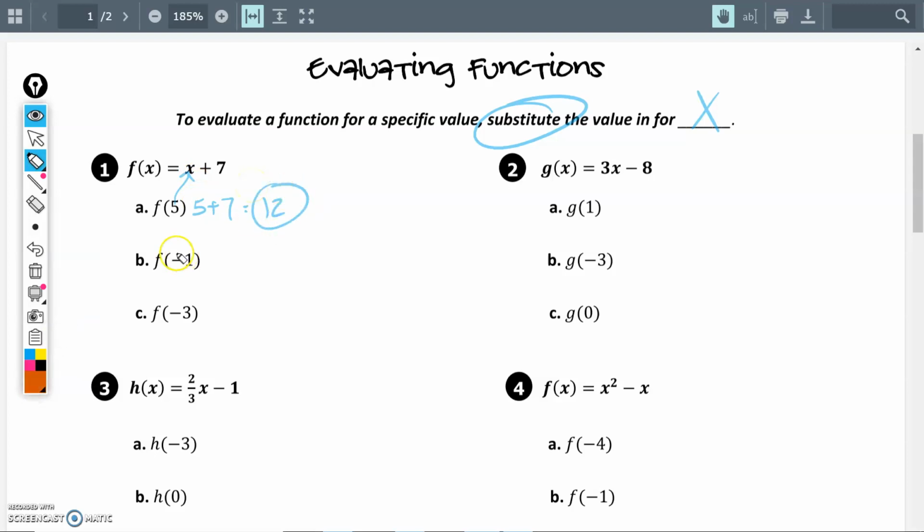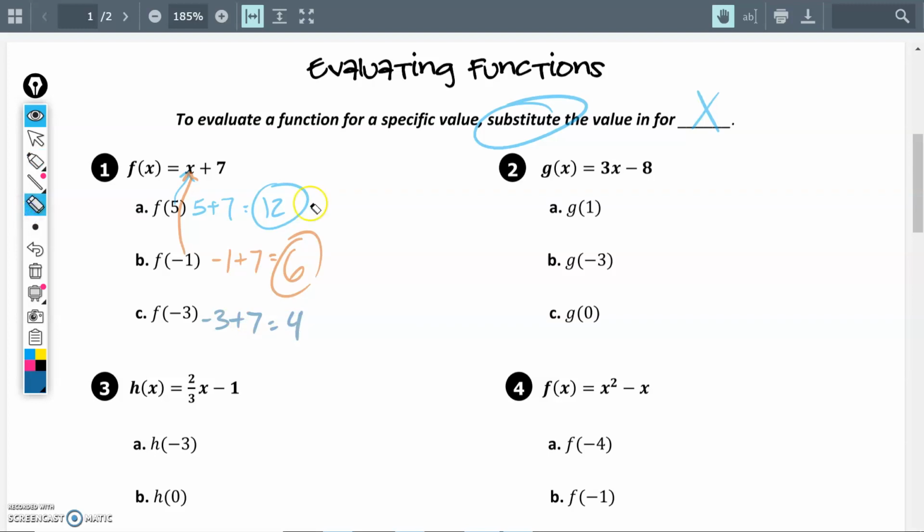We can do the same thing for B. Find f of negative 1. Instead of x, we're going to put in negative 1. So all we're doing with this is substituting in the number in parentheses in for x. And then C would be negative 3 plus 7, which is 4.